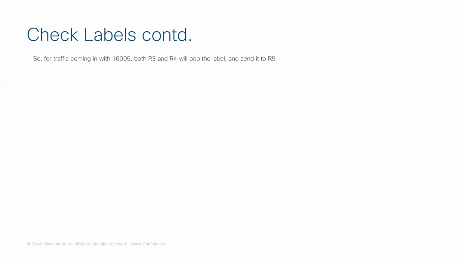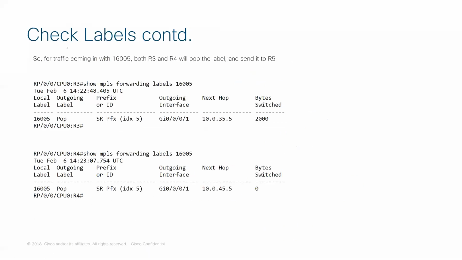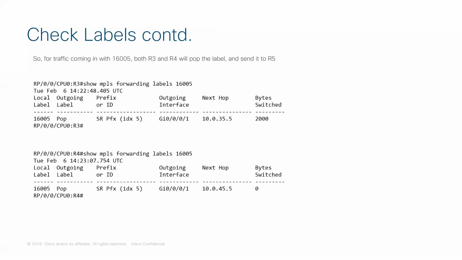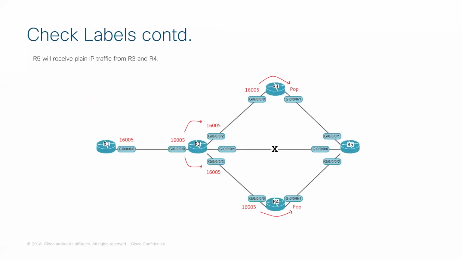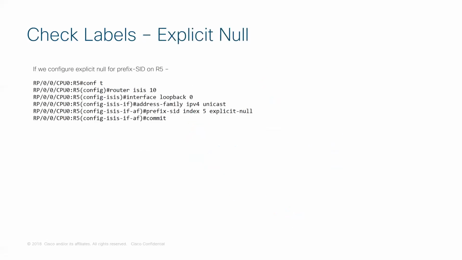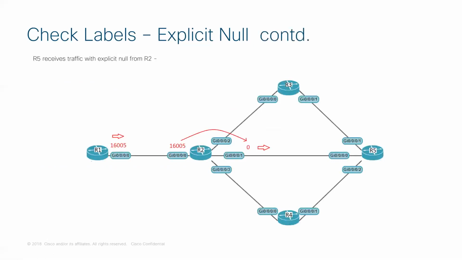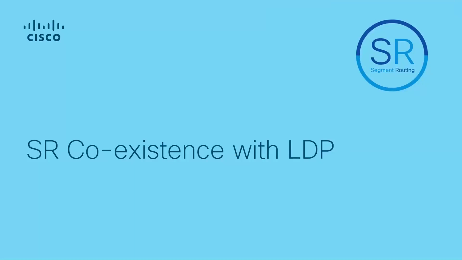So traffic coming in with 16,005, both R3 and R4 will pop it. It's the same thing I'm showing. Yeah, so this is how it is. 16,005, R3 will pop it, R4 will pop it. Same thing. If you configure explicit null for the node SID, then show MPLS forwarding labels on R2, which is directly connected, it will swap it with the explicit null label, which is label 0. Explicit null is label 0. Yeah, that's about the forwarding.